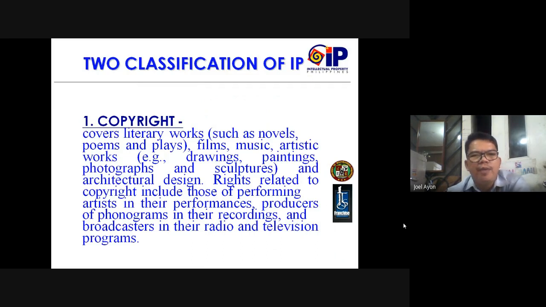Now, there are two main classifications of intellectual property. Number one, we have the copyright. So it covers literary works such as novels, poems, and plays, films, music, artistic works, example drawings, paintings, photographs, and sculptures, and architectural design. Rights related to copyright include those of performing artists in their performances, producers of phonograms in their recordings, and broadcasters in their radio and television programs.